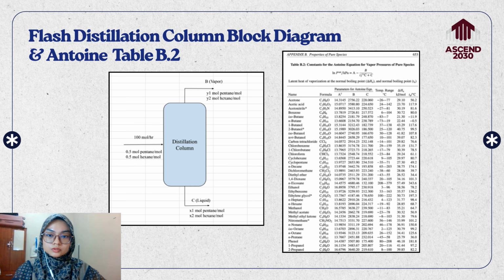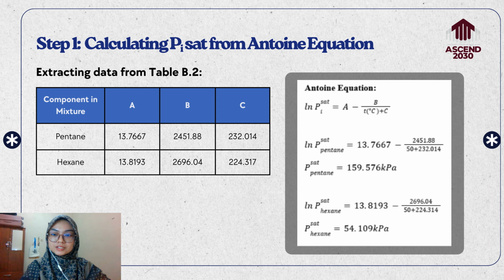So here are the block diagram for the flash distillation column and also the entire Table B.2, which we will use for calculation later. Okay, so for the first thing to do when we want to separate the mixture, we have the components pentane and hexane here. In this table, we are extracting the data of A, B, and C values for these components. For step one, we calculate the P_i saturated using the Antoine equation.